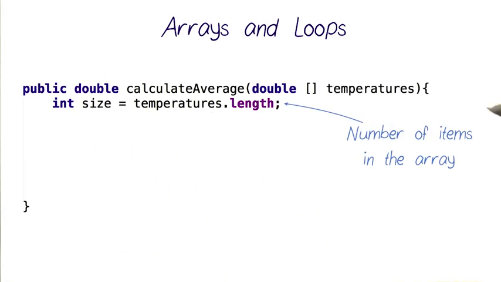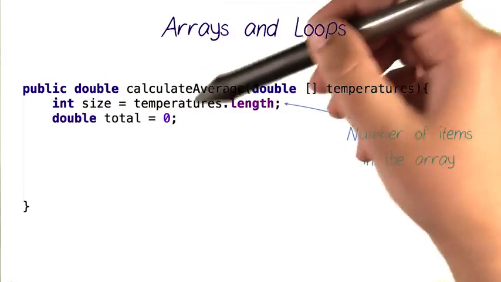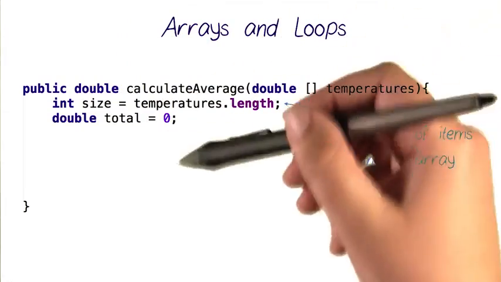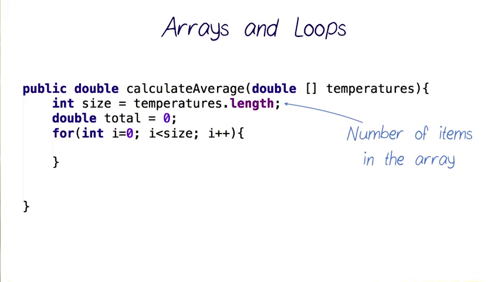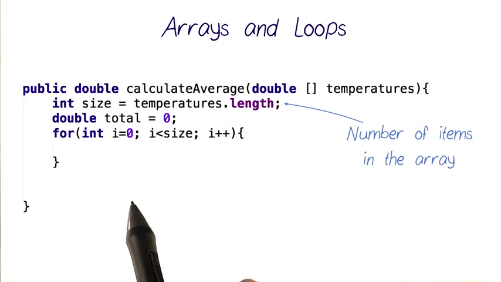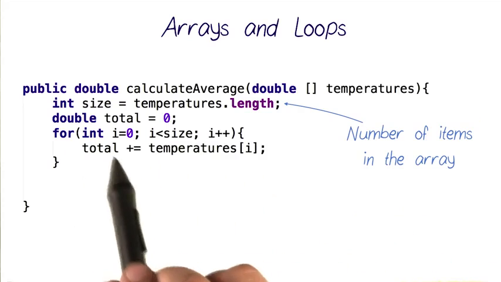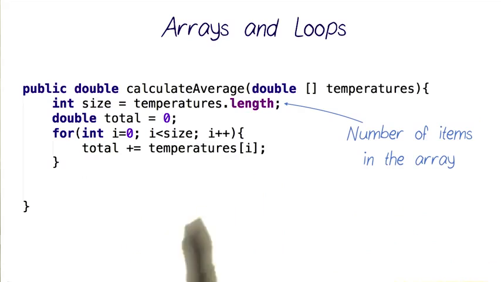Next, to calculate the average, we need to add up all the items inside the array first. We can do that by declaring this total variable of type double and initializing it to 0. And then we follow that with a loop. Our loop counter i starts from 0 and keeps going as long as i is less than size, which we've calculated earlier. Now inside that loop, we could continue to add to our total variable temperatures[i].